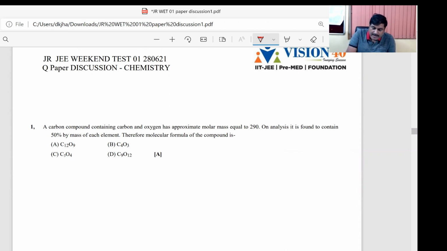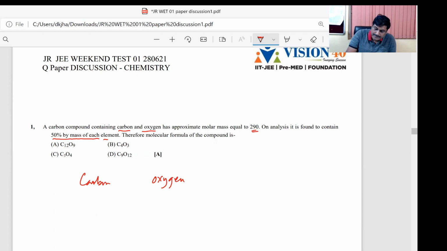Next question: a compound containing carbon and oxygen has approximate molar mass equal to 290. On analysis, it is found to contain 50% by mass of each element. First, carbon we have, oxygen we have. Total molecular mass is 290, and 50% is this one. Very good. So we have carbon, we have oxygen.